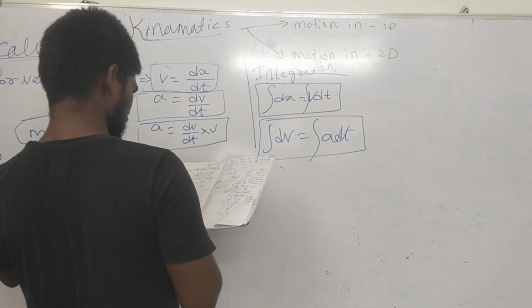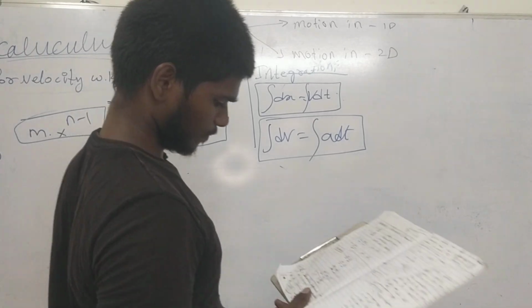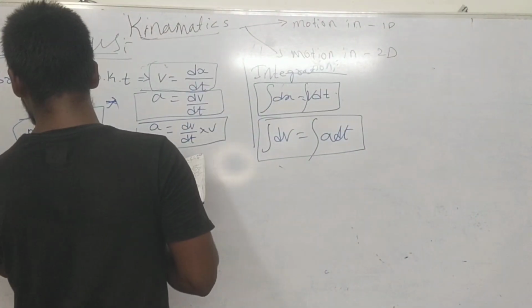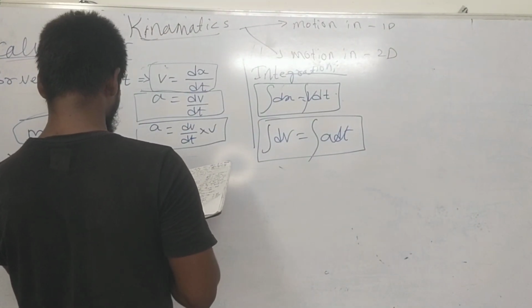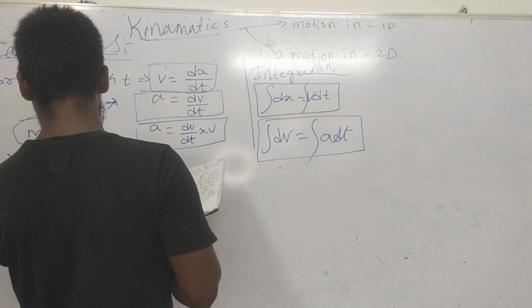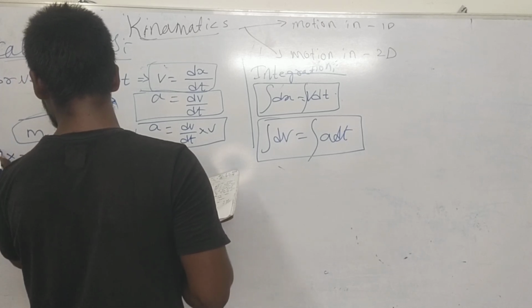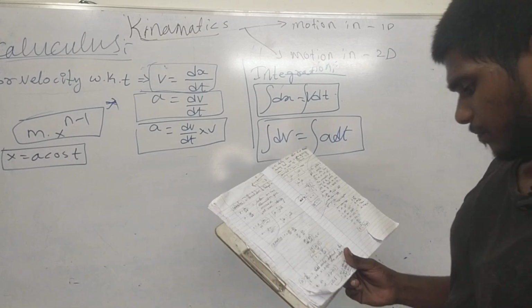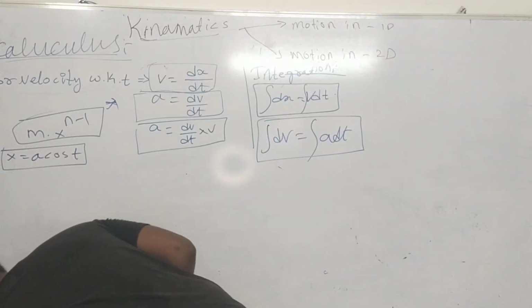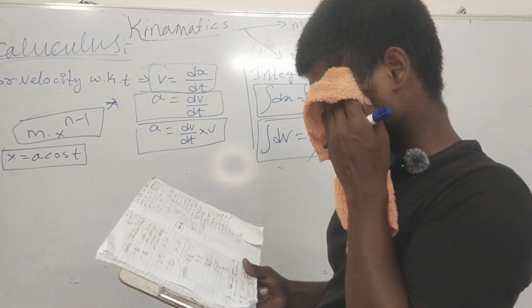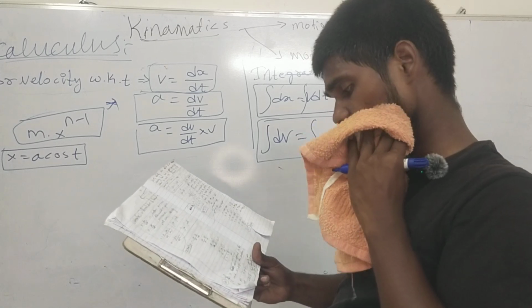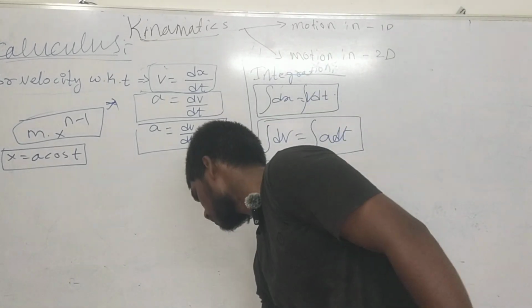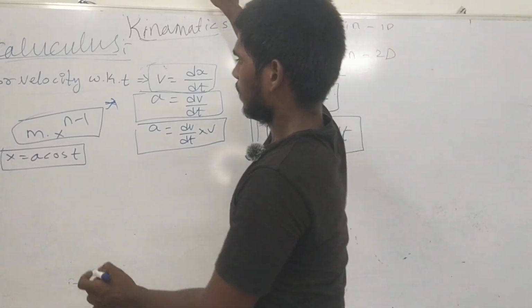Question number 1: x denotes displacement at time t. The x value is a cos t. Then they are asking for the acceleration, right?